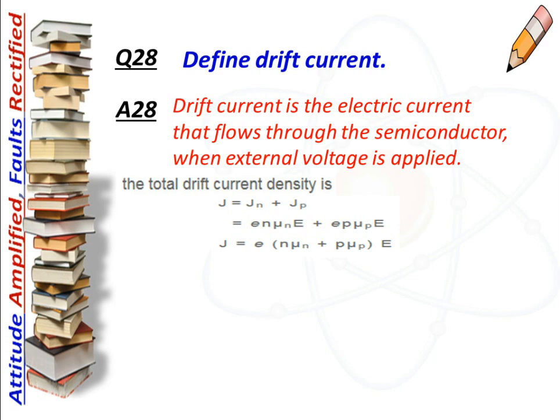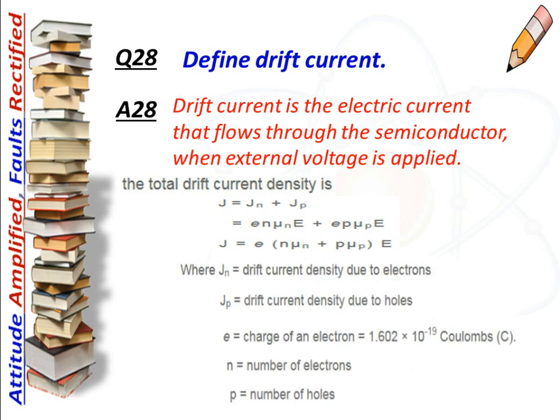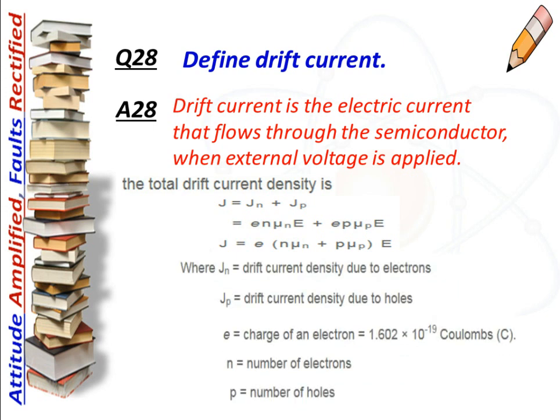Next, J = e (n μn + p μp) E, when we take small e as a common. Where Jn is drift current density due to electrons, Jp is drift current density due to holes, small e is charge of an electron, n is number of electrons, small p is number of holes, and capital E is electric field.